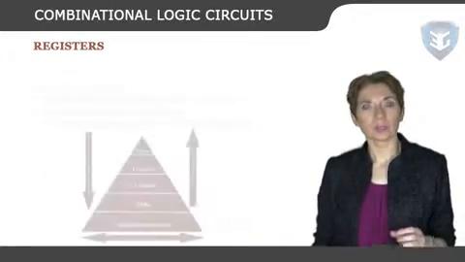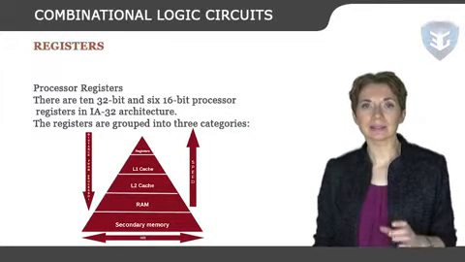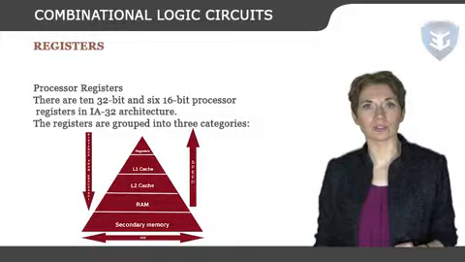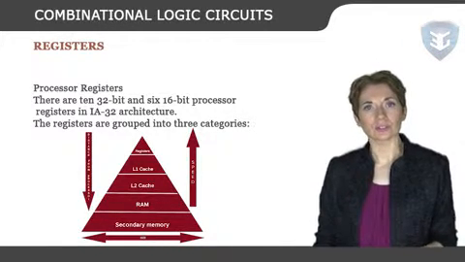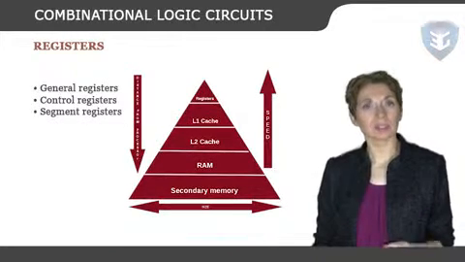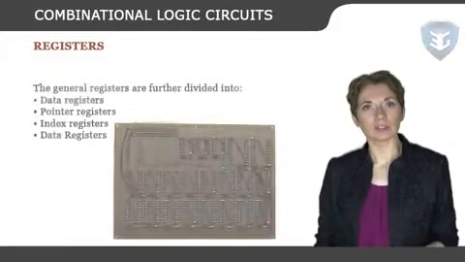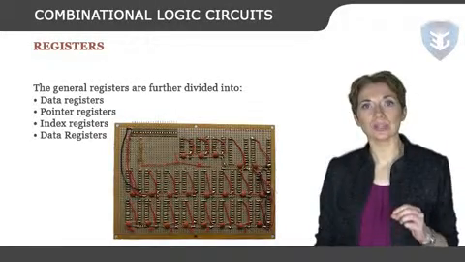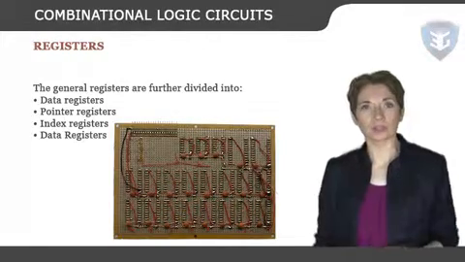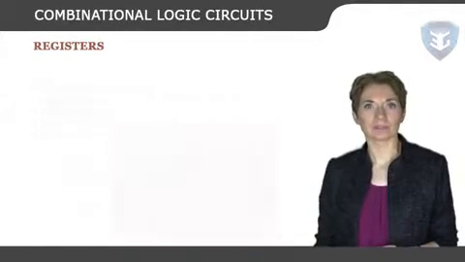Processor registers. There are 10 32-bit and 6 16-bit processor registers in IA32 architecture. The registers are grouped into 3 categories: general registers, control registers, segment registers. The general registers are further divided into data registers, pointer registers, index registers, and data registers.